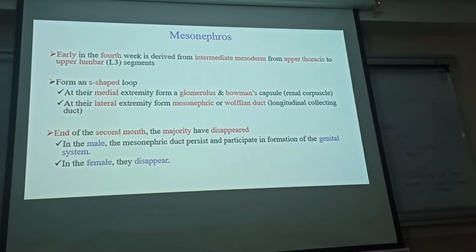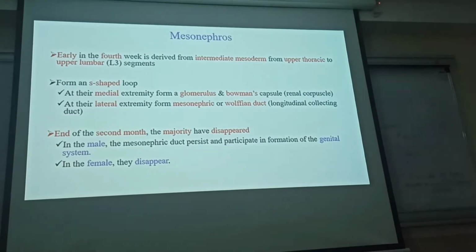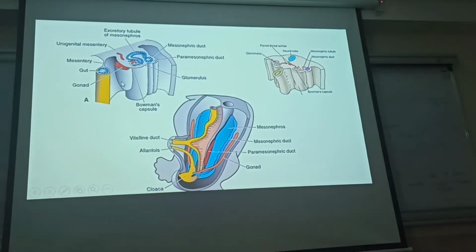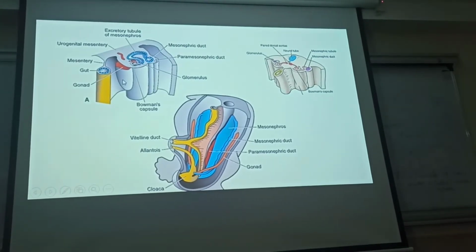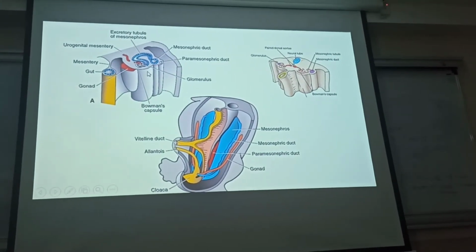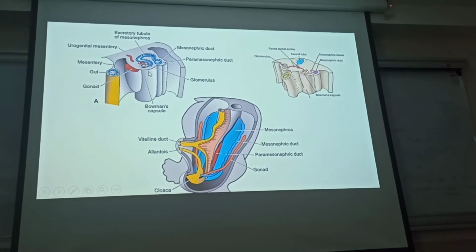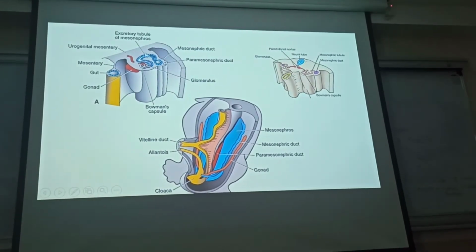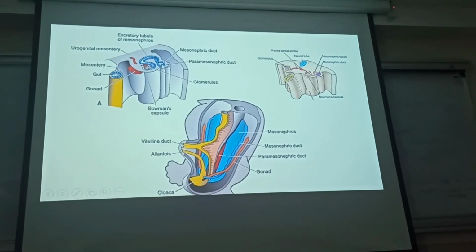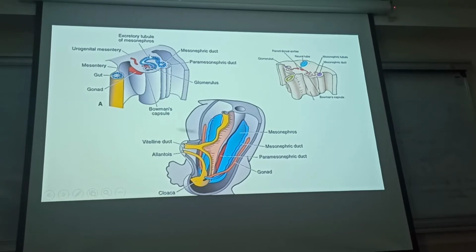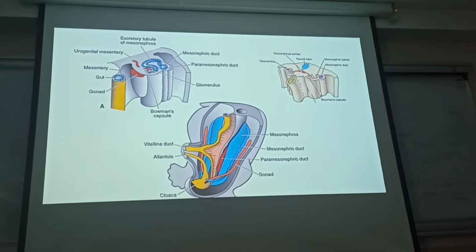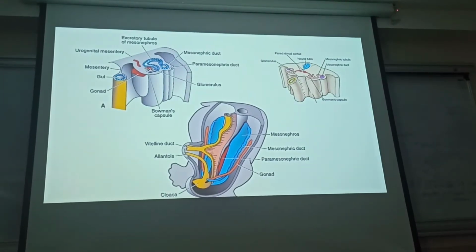Intermediate mesoderm. So, let's see this picture. In this picture, you can see a transverse section of embryo. Mesonephros gives rise to a S-shaped loop. This is a S-shaped loop.